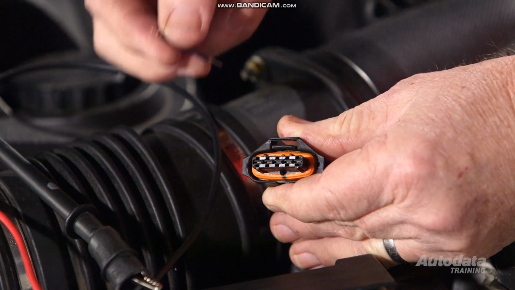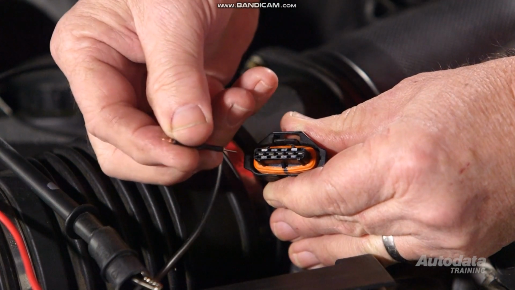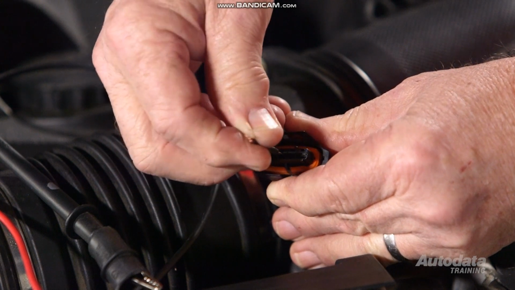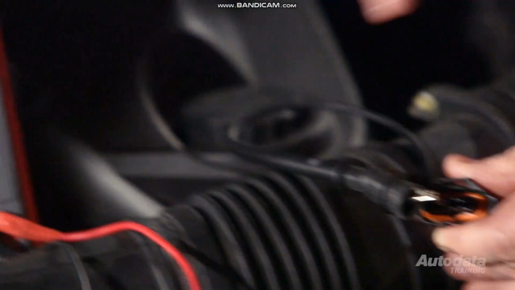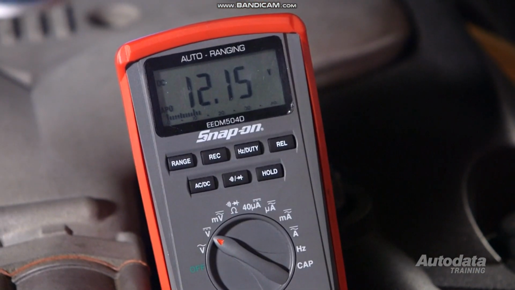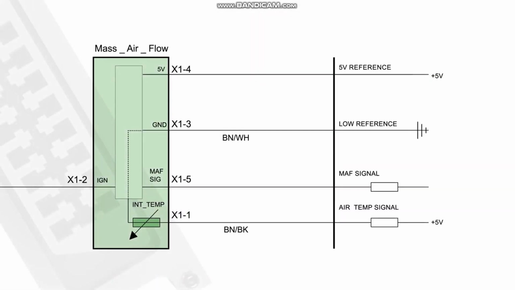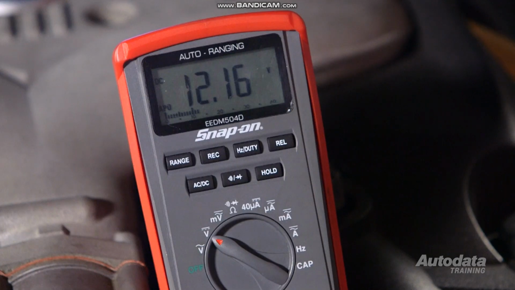Now I'll check the voltage between the connector ground pin and battery positive. Now I should get pretty close to battery voltage. If there is no voltage reading, this would be an open circuit. A very low reading would indicate excess resistance. My reading is within specifications, so I can move to the other IAT connector terminal.